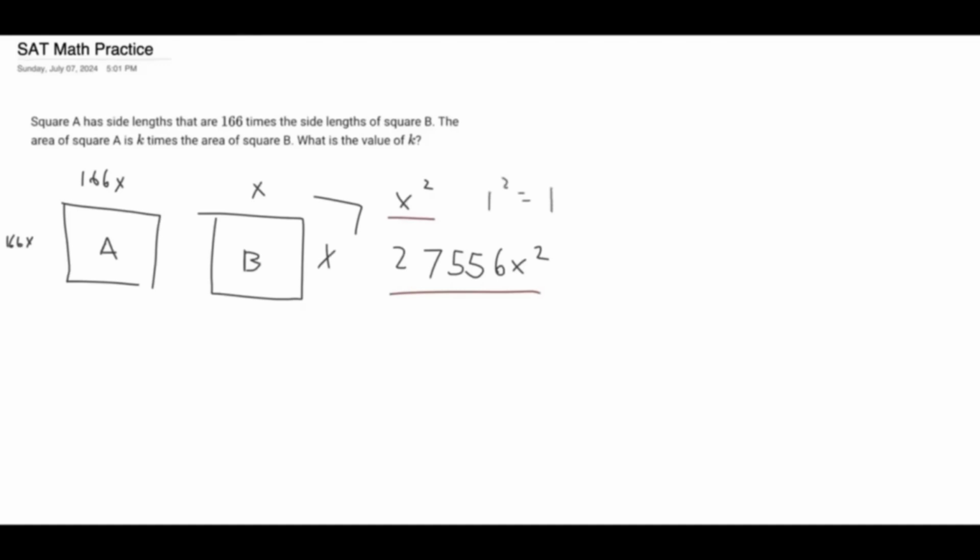And then since 1 squared is 1, then we know for the bottom part, this is just equivalent to 27,556. We can clearly see the relationship here that the area of square A is 27,556 times the area of square B.